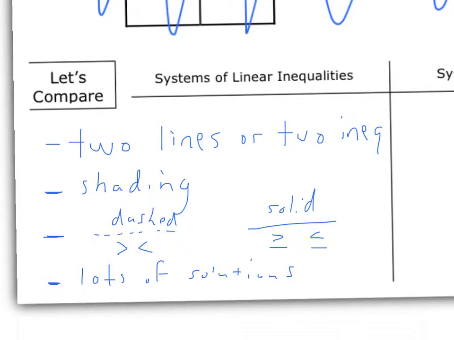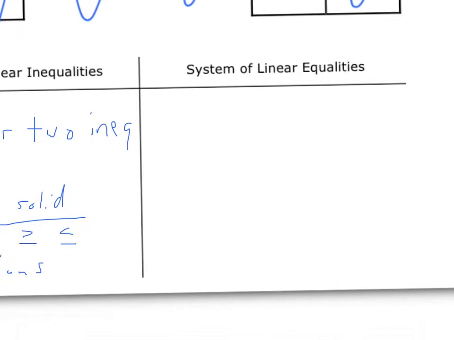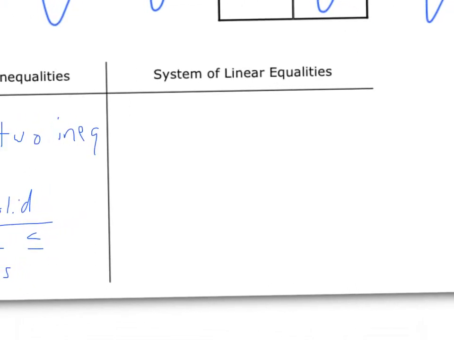Let's move over to systems of linear equations, or equalities. Once again, you have 4 things. Instead of inequalities, this time you have 2 equations. Second thing, unlike inequalities, there is no shading. You just draw your line and you are done.